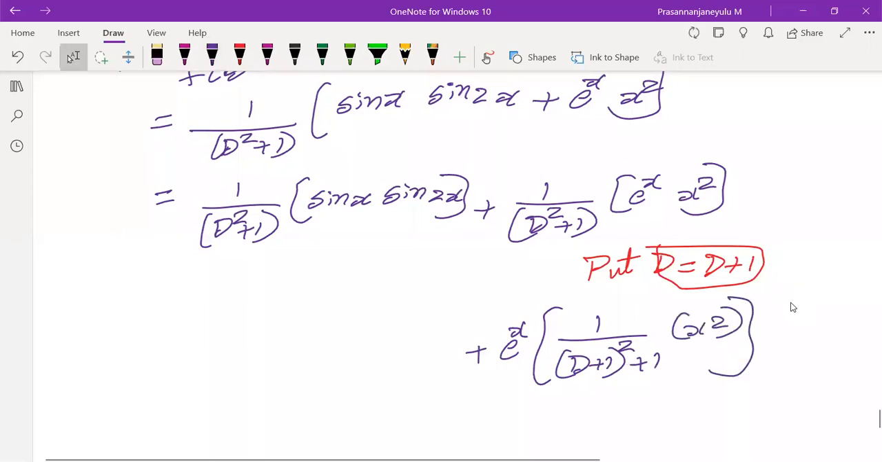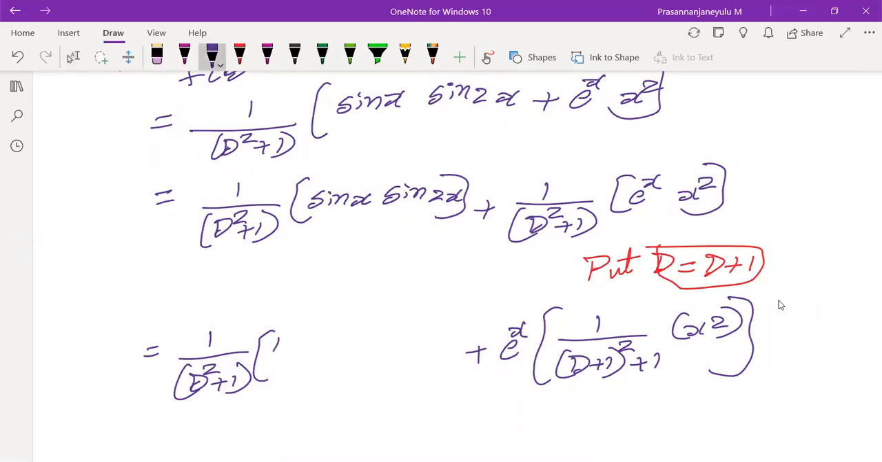Now, what is the first term going to become? 1 by D square plus 1 of... minus 2 sin a sin b. What is the formula of minus 2 sin a sin b? Cos of a plus b minus cos of a minus b. But here it is plus sin a sin b form. So it will become 1 by 2 of... okay, sorry, not sin of a plus b, it is cos of a minus b.